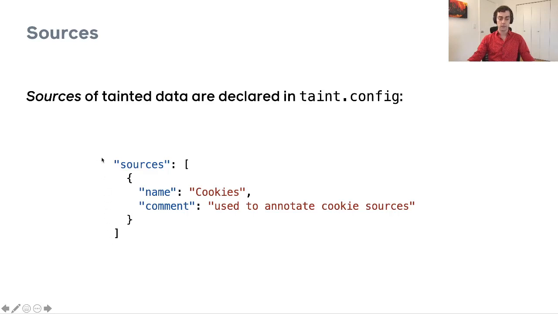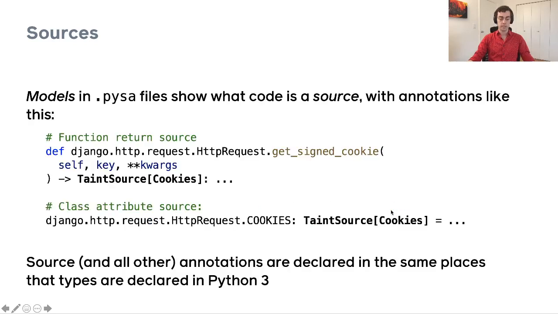They get their own JSON block, and each source consists of a name and a human readable comment to describe what it is. Once you put this in your taint.config file, you can start writing models that use it in your .pysa files. So models are going to apply annotations, those annotations that we talked about earlier, to places that correspond to places in your code where sources appear. So in this case, if we're looking at cookies as a source, Django's HttpRequest.get_signed_cookie is going to return cookies. So in the place of a return annotation, we put TaintSource[Cookies].